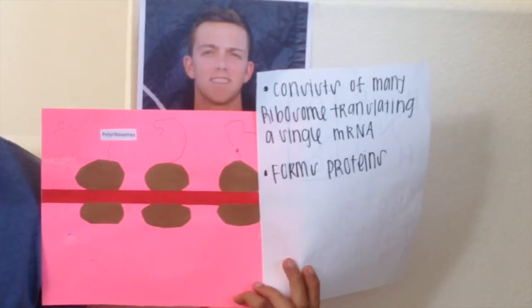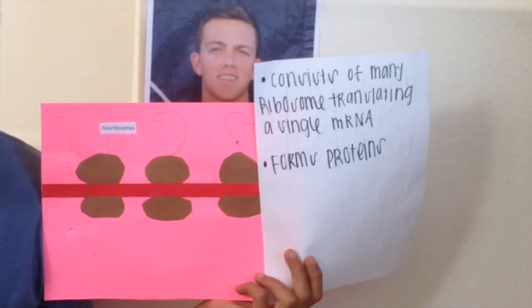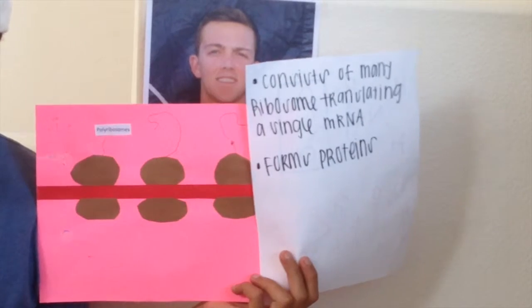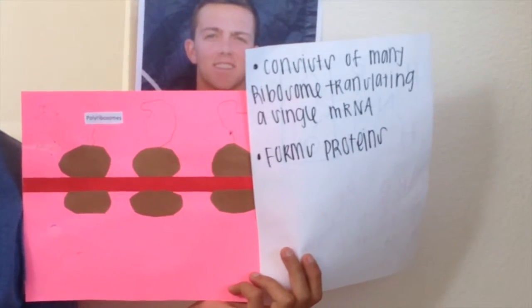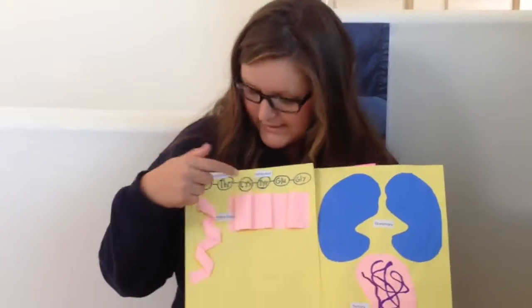Polyribosomes consist of many ribosomes translating a single mRNA molecule simultaneously. This allows proteins to be formed quickly. There are 4 levels of protein structure. The first is the primary structure, which is the sequence of amino acids in the polypeptide chain, and that is determined by the DNA.